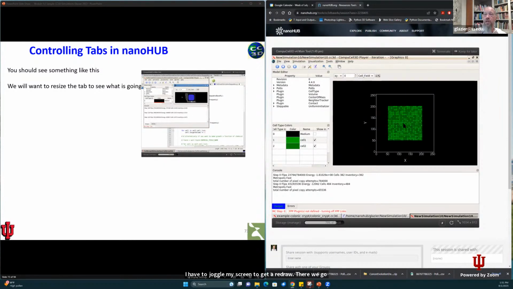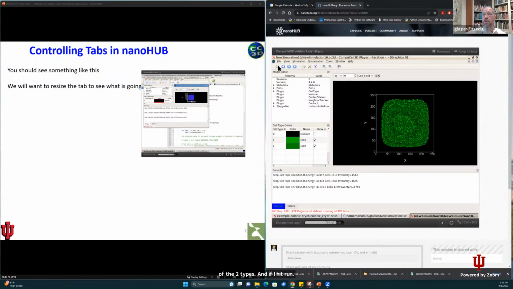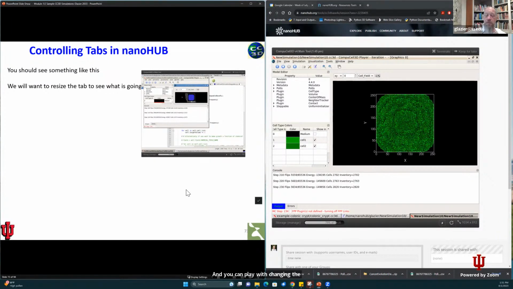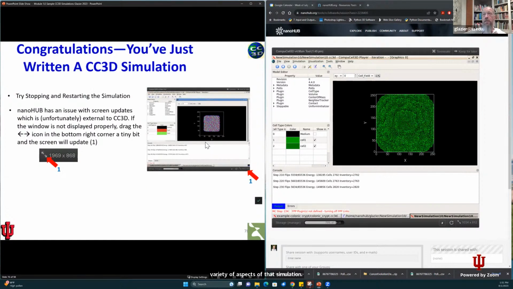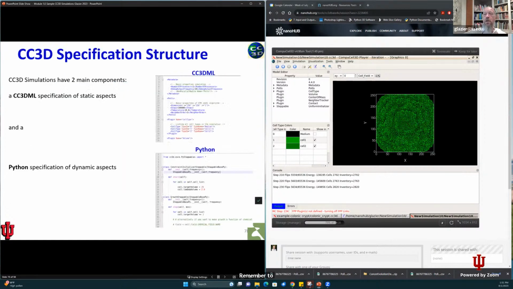And you see I've created a number of initial cells here of the 2 types. And if I hit Run, those cell types will grow and divide and change. And you can play with changing the colors, changing a variety of aspects of that simulation. Remember to start, stop, step in the control panel. Okay, let me just walk you through in just 1 second what the simulation specification looks like.